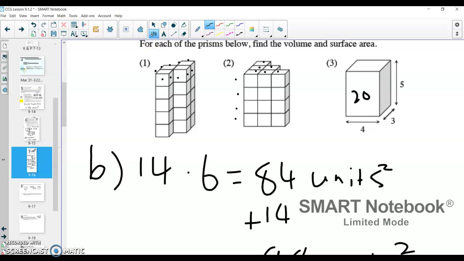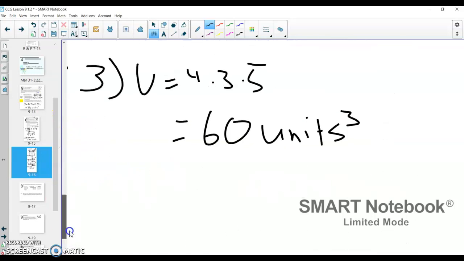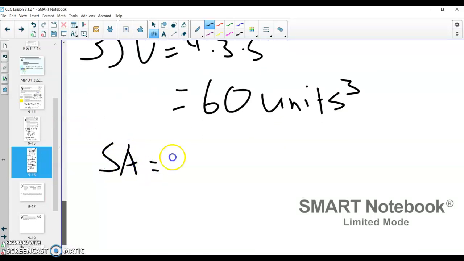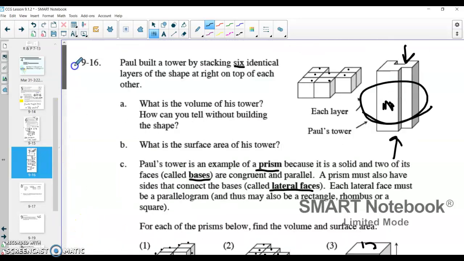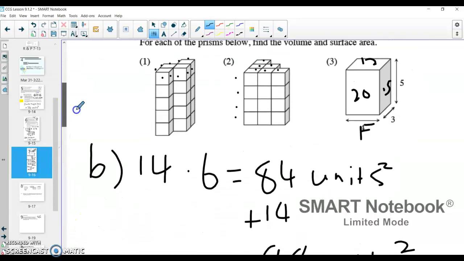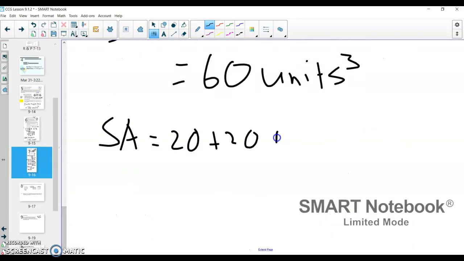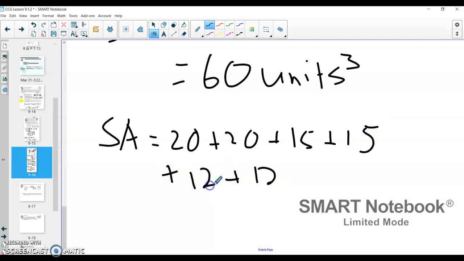On this side here, we have 3 times 5, that's 15. And on the top, we have 4 by 3 on top, so that's 12 on top. I just need to add these up. The front here is the same as the back, so that's 20 plus 20. The right side is the same as the left side, and the right side is 15, so the left side is 15, which is 15 plus 15. And then the top is the same as the bottom, and that's 12 plus 12 from top and bottom.